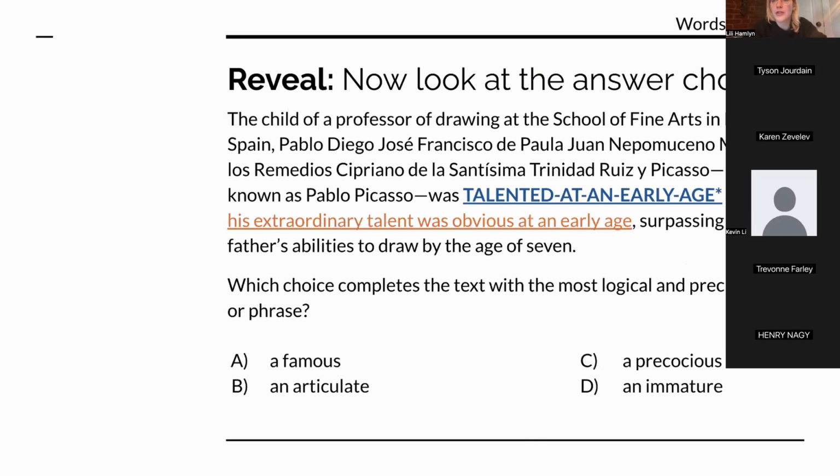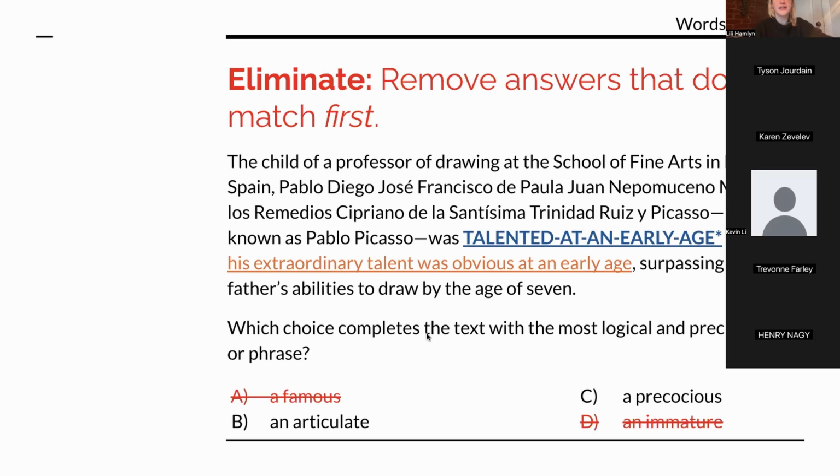All right, now we've revealed the answer choices, we'll start our elimination. What do people think we should eliminate now? Yeah, immature doesn't make sense. Absolutely. Yeah, neither does famous. So we're now choosing between articulate and precocious. Which one do we think it is between precocious and articulate?